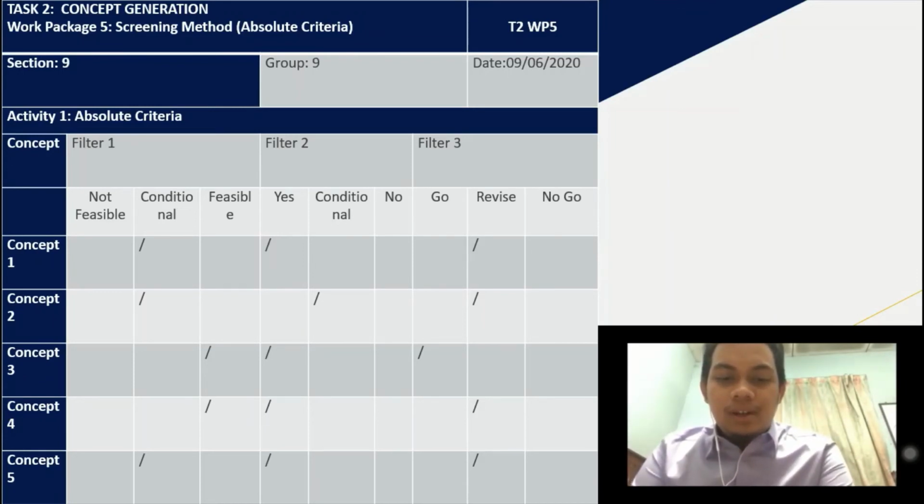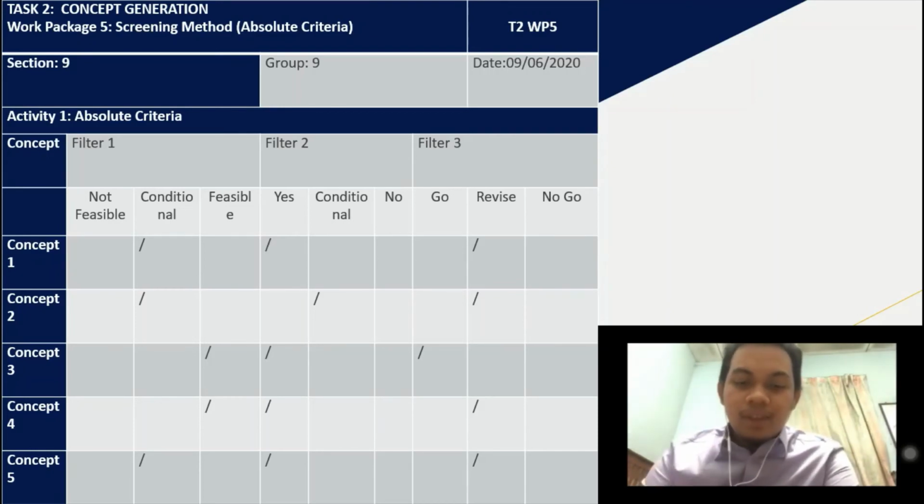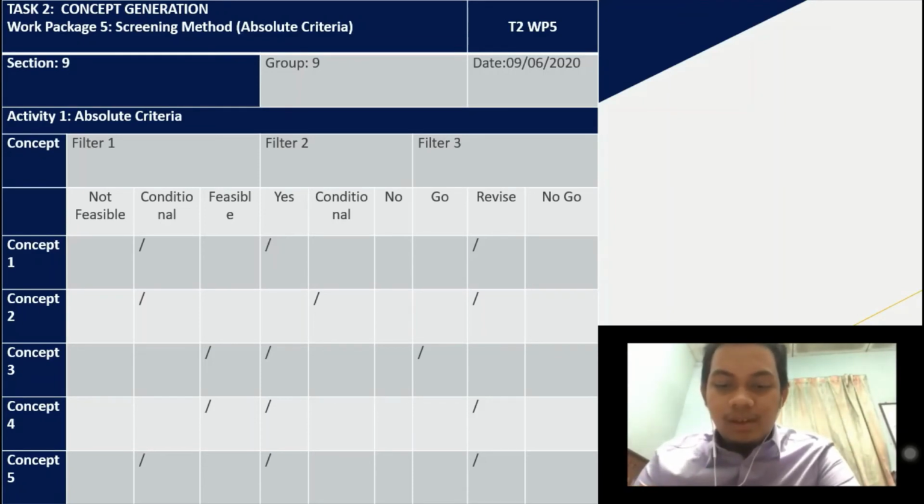For concept 1, filter 1 is conditional, filter 2 yes, and filter 3 is revised. For concept 2, filter 1 is also conditional, filter 2 is also conditional, and filter 3 is revised. For concept 3, filter 1 is feasible, filter 2 yes, and filter 3 is go. For concept 4, we can see it is feasible, filter 2 is yes, and filter 3 is revised. And lastly concept 5 is conditional, filter 2 is also yes, and filter 3 is revised.